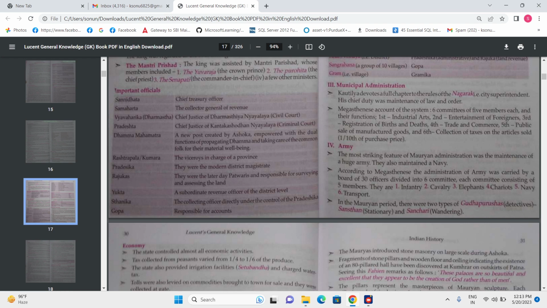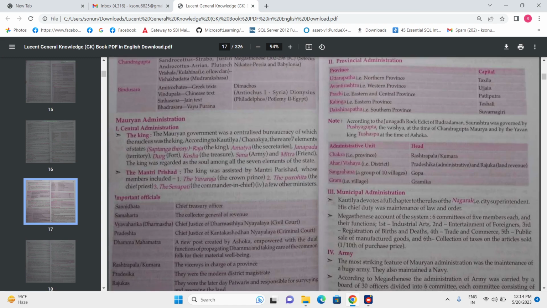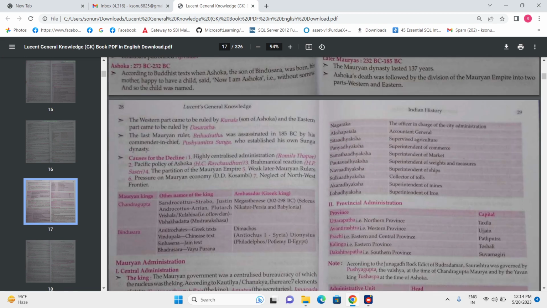Nowadays we have Patwari to survey and measure the land. At that time the Patwari was also there, but the name was Rajuka. The district magistrate was called Pradesika, and the governor was Rashtrapala or Kumara. Next is Yukta, a subordinate revenue officer at district level. Sthanika, the collecting officer directly under the control of Pradesika. Gopa, responsible for accounts. And there are some more: Nagraka, Akshapatala, Sitadhyaksha, Panyadhyaksha.